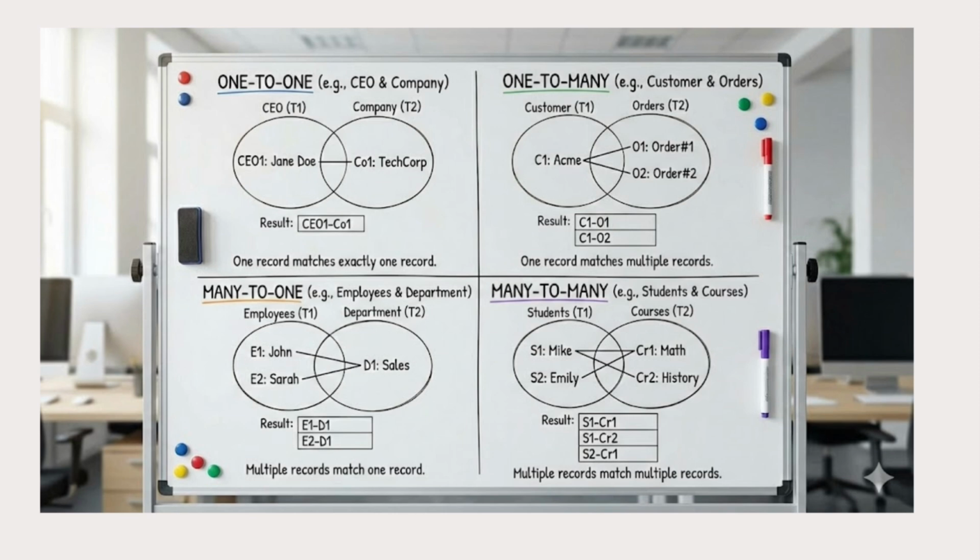And a many-to-many relationship is there when multiple records in the first table can relate to multiple records in the second table. For example, students and courses. A student can enroll in multiple courses. A course can have multiple students.